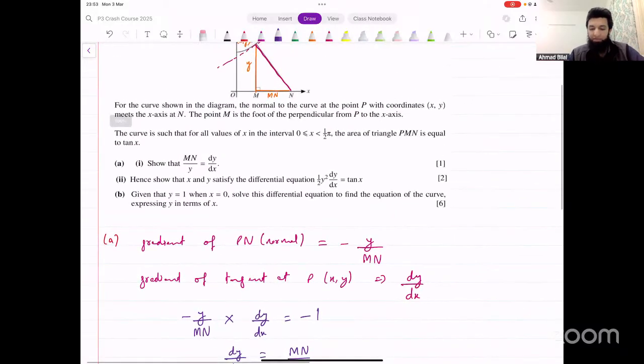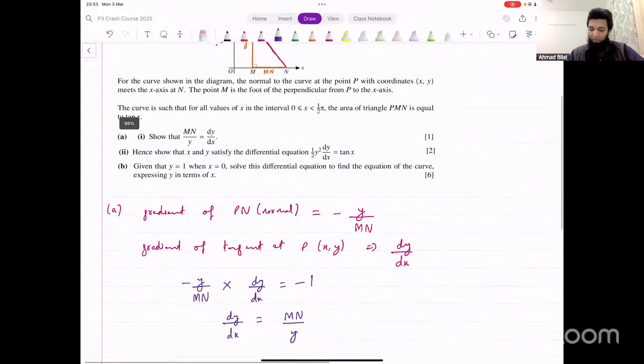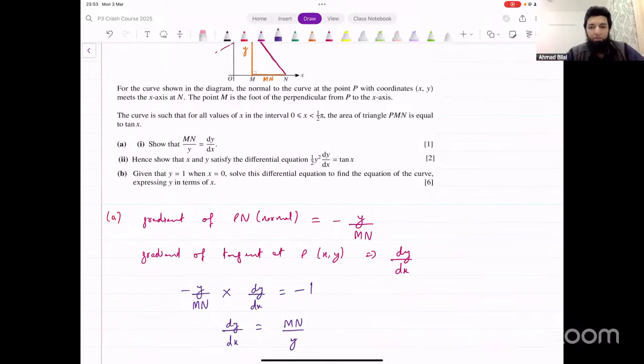It required quite some thinking, but this is what you would do in this case. Gradient of normal was this. Gradient of tangent is dy over dx. You multiply them and the result should be -1. Does this make sense?